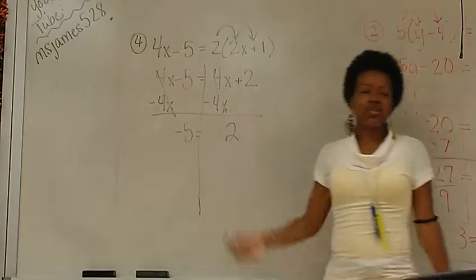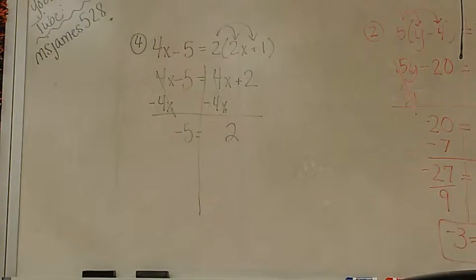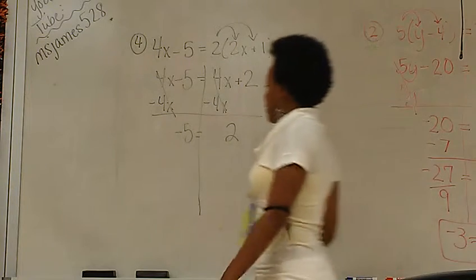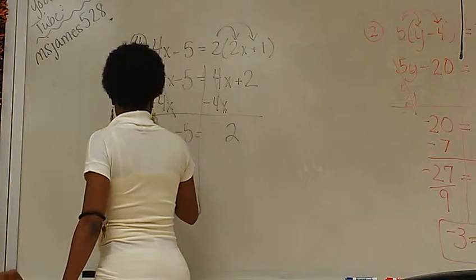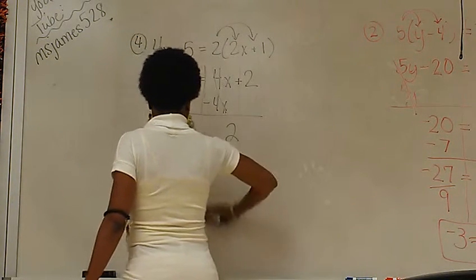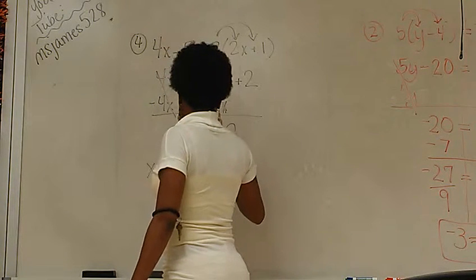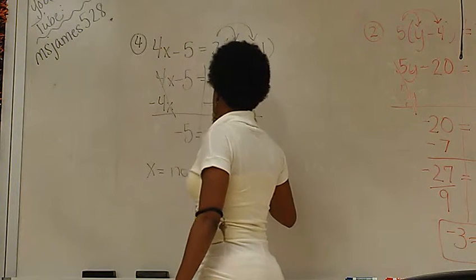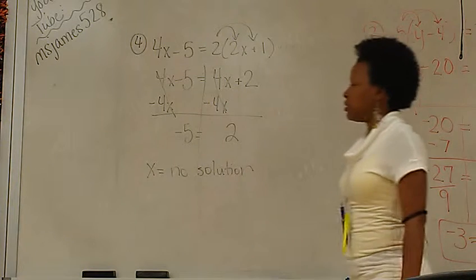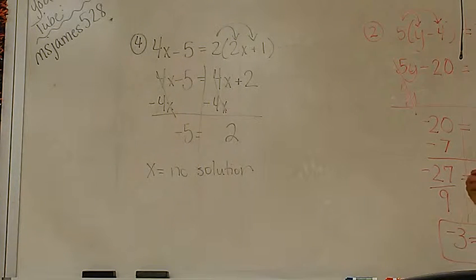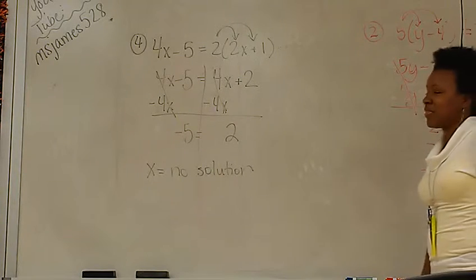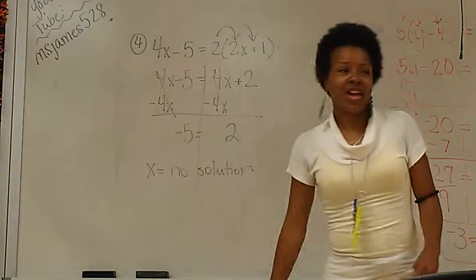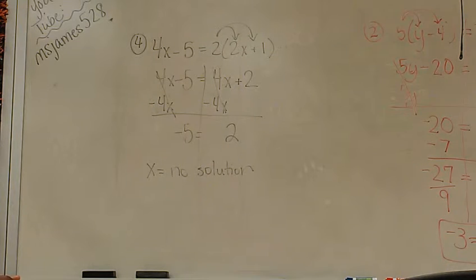When does negative 5 equal 2? Never. So the answer to this is no solution. This will never, ever be equal. This equation will never be equal.